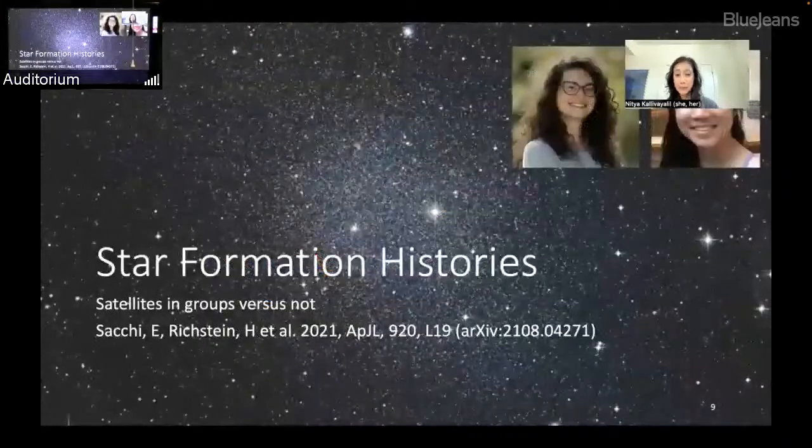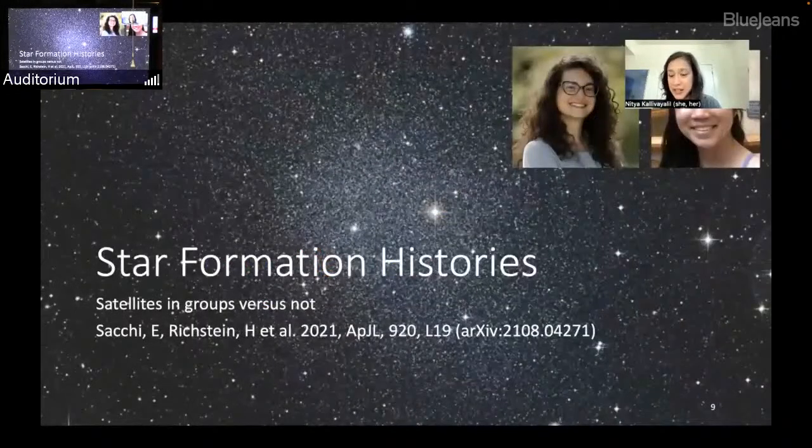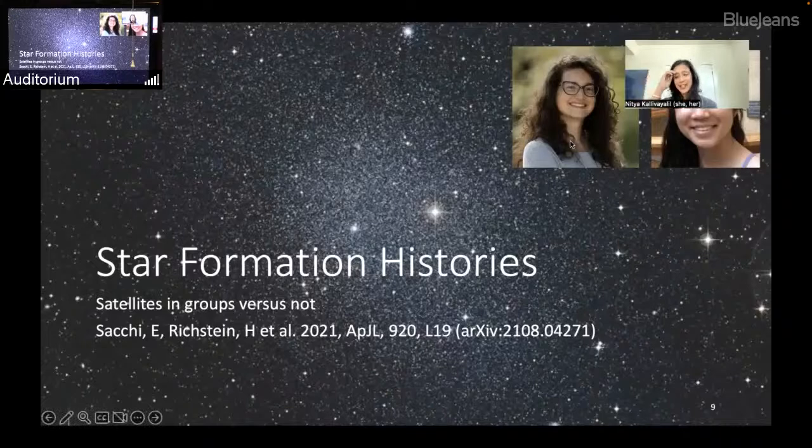So let's see if we can push further and understand a little bit more about how galaxies really populate low-mass dark matter halos. This is work that's been done by Elena Sacchi, who was a postdoc here at Space Telescope, so I'm sure many of you know her. And also Hannah Richstein, who is a graduate student in my group at UVA, who has done all the Hubble photometry for this project.